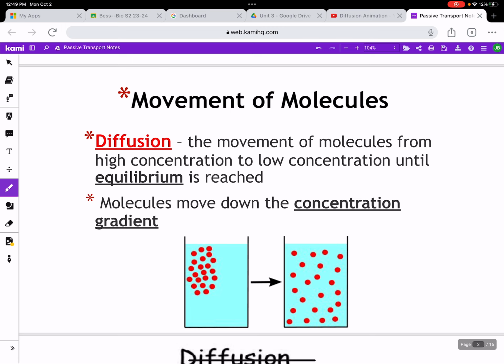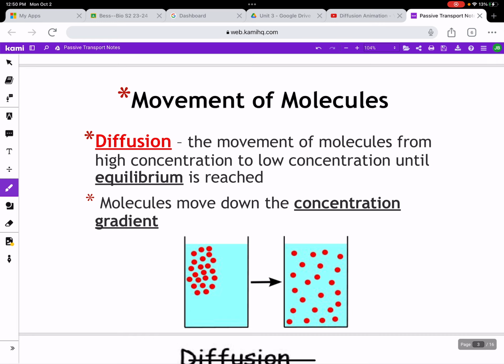If you've ever played pool, when you hit the cue ball into the rest of the balls, they bounce off each other and move around and bounce off other things as well, which gives them this random movement. And that's what we're going to see in all molecules. Molecules in the air around us are always in motion. But when you have a big concentration of them in one area, they're going to bounce into each other accidentally, of course, more, and then spread out.